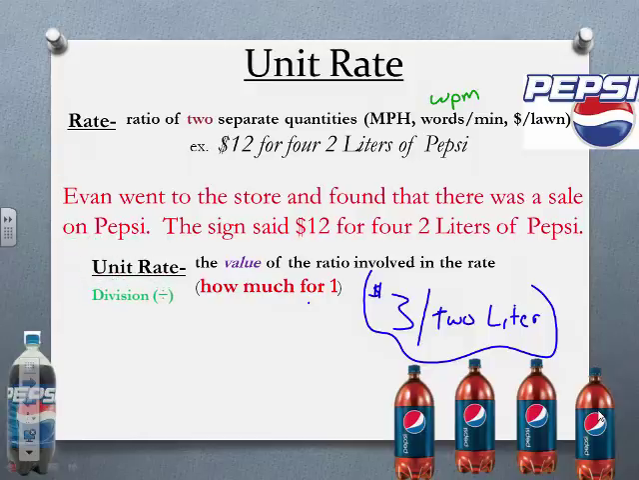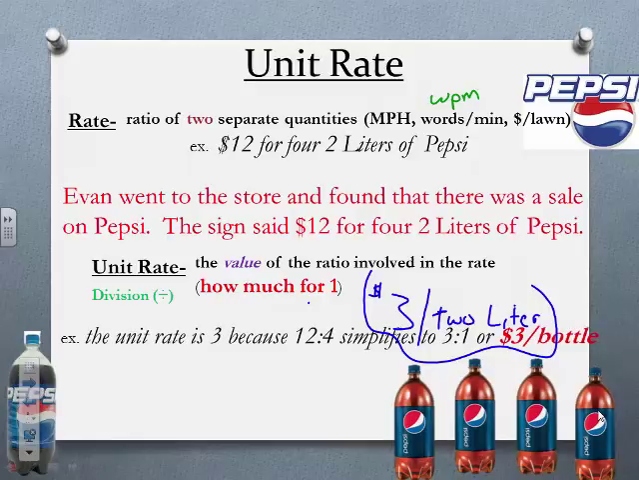Anytime you see unit rate, it's telling you to divide. So we divided on the lawn mowing problem. We're dividing here on this Pepsi problem. So we said the unit rate is 3.